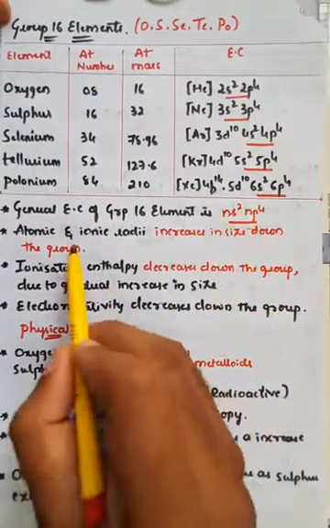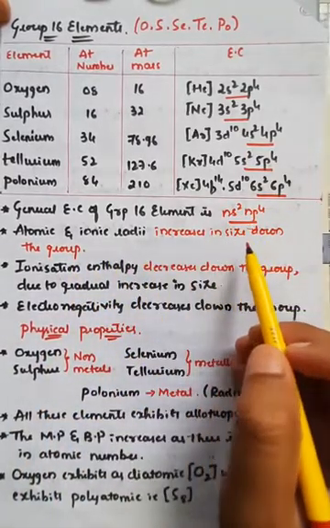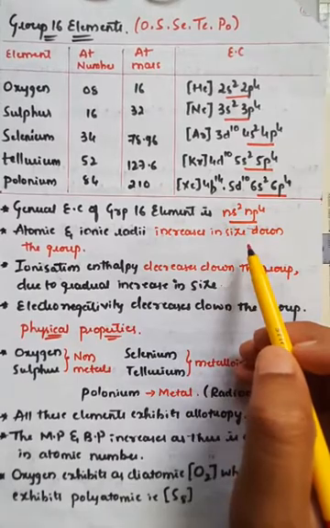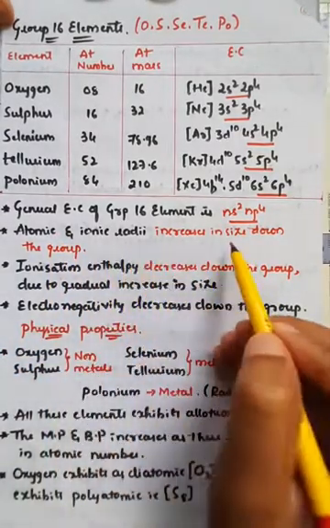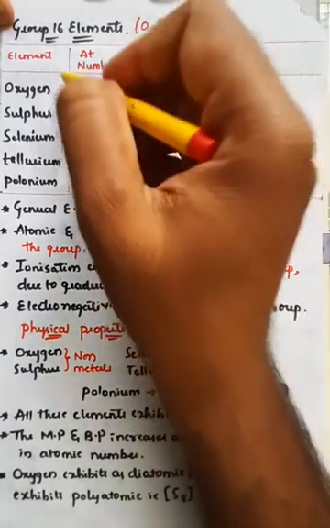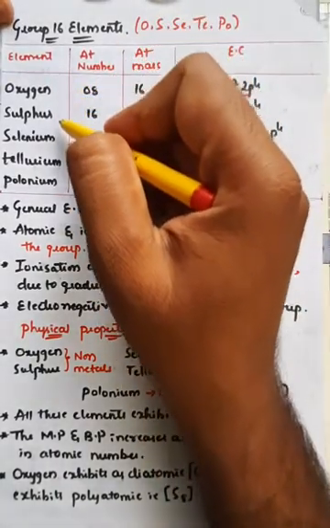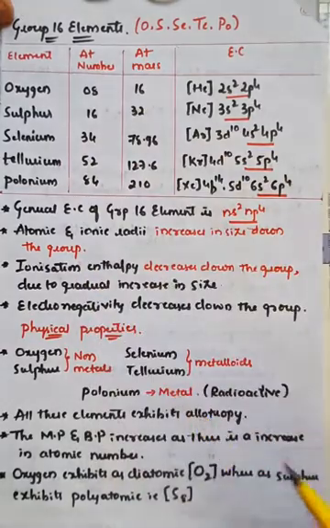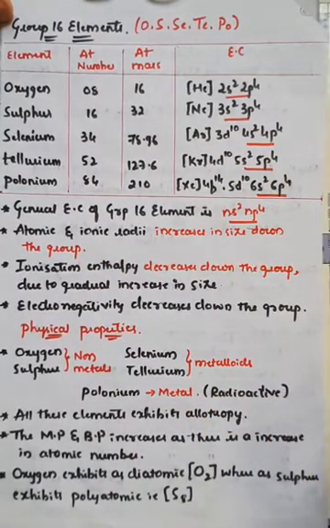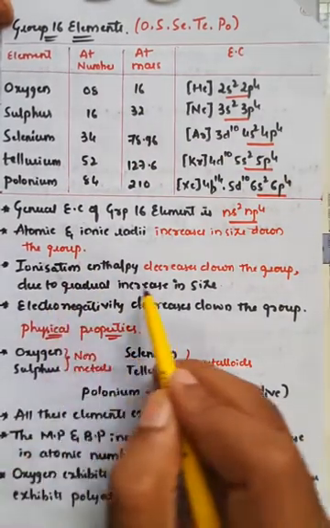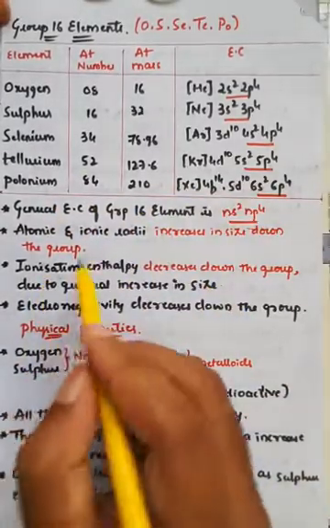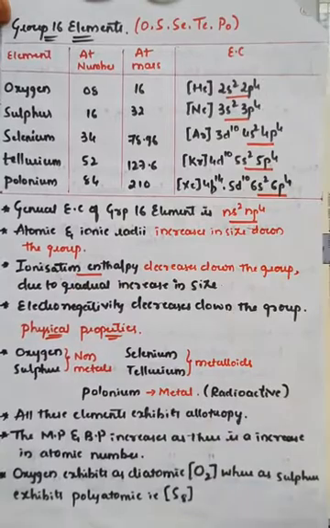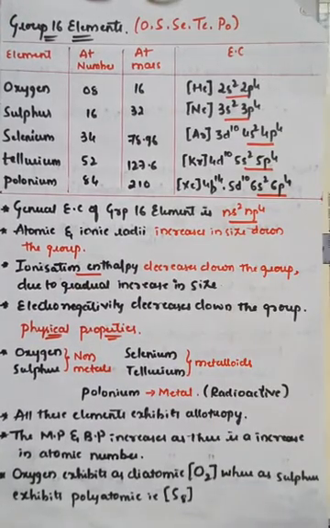And atomic and ionic radii increase in size down the group, right? So similar to the group 15 elements, the atomic as well as ionic radii increase in size down the group, which means as you come down the group from oxygen to polonium, the size of the atom goes on increasing, and ionization enthalpy decreases down the group, right? So already we know that ionization enthalpy or ionization energy means the amount of energy required to remove the electron from the outermost orbit.